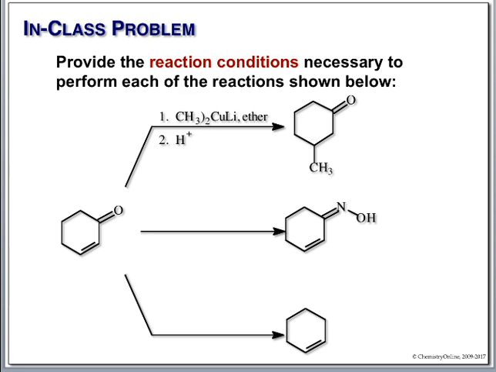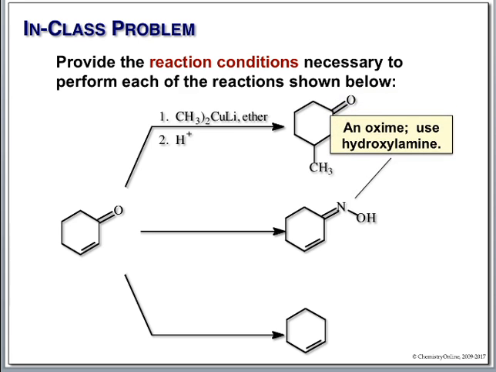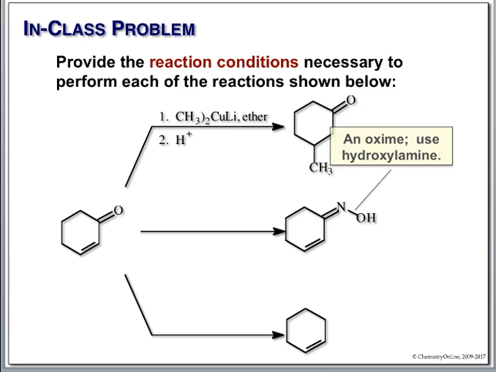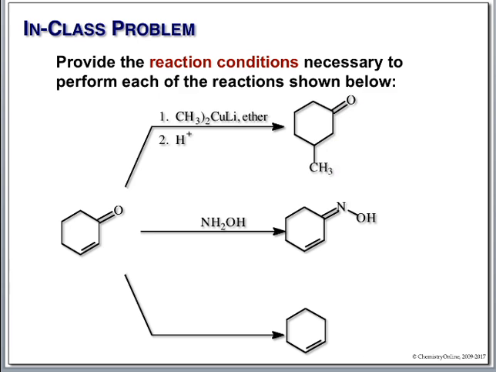Our next reaction, we're making a doubly bonded nitrogen with an OH. Remember what these were called? These are called oximes, aren't they? And they're from hydroxylamine, NH2OH. Nice specific reaction at the carbonyl carbon, doesn't bother the double bond. Hydroxylamine looks like this.